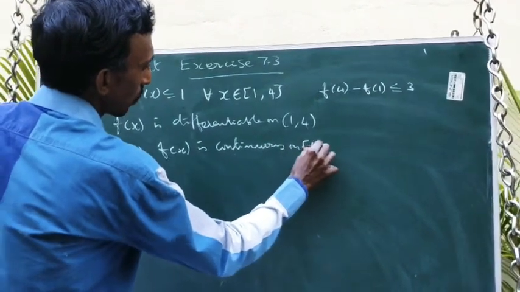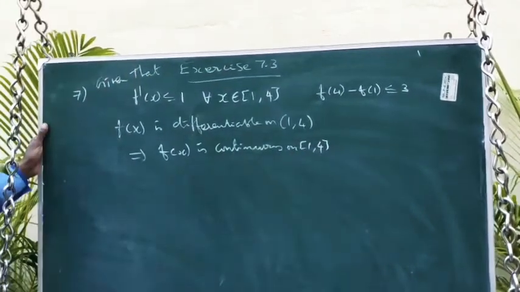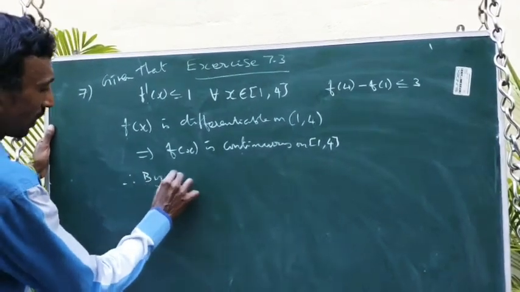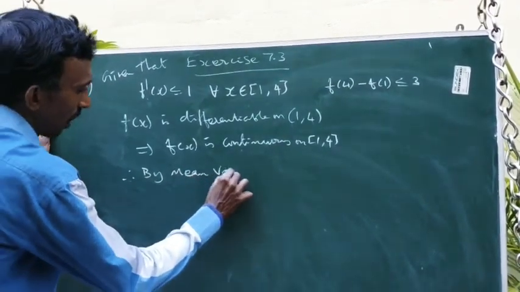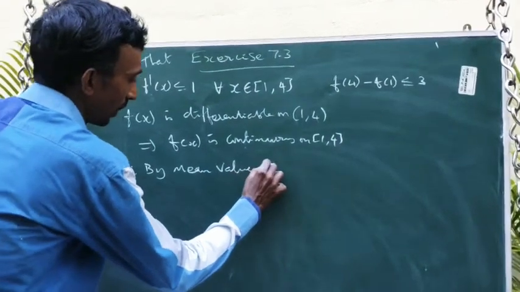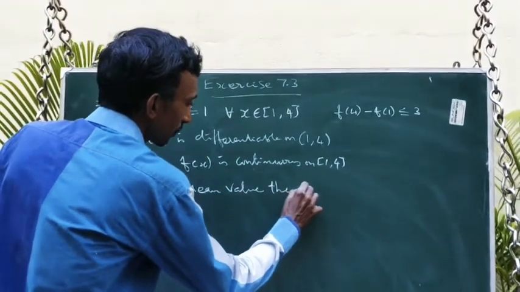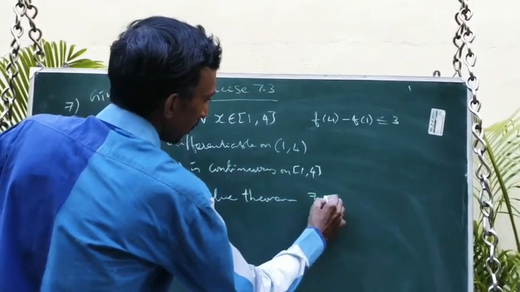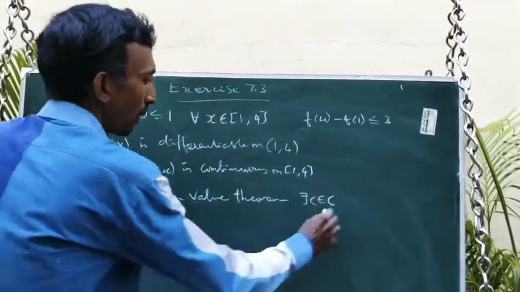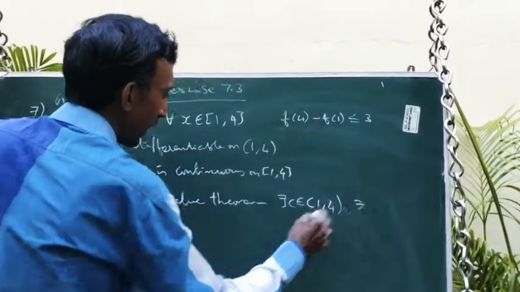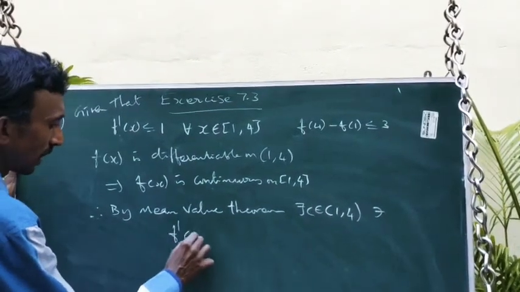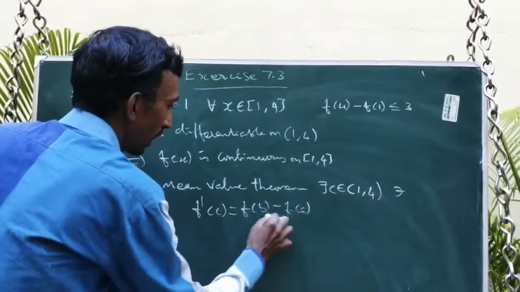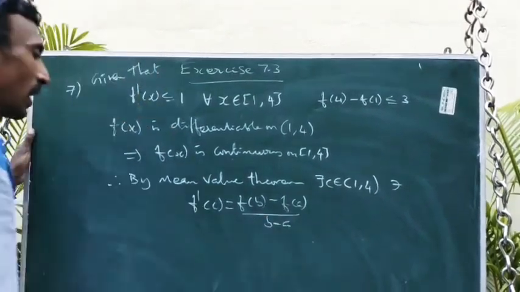Continuous on closed [1, 4]. All the differentiable functions are continuous. Therefore, by the Mean Value Theorem or Lagrange's Mean Value Theorem, the same steps: there exists C belongs to open interval (1, 4) such that f'(c) equals (f(b) minus f(a)) by (b minus a), the same condition.